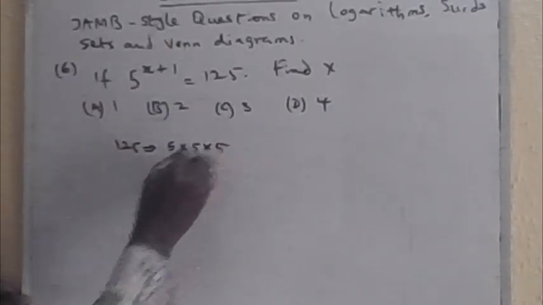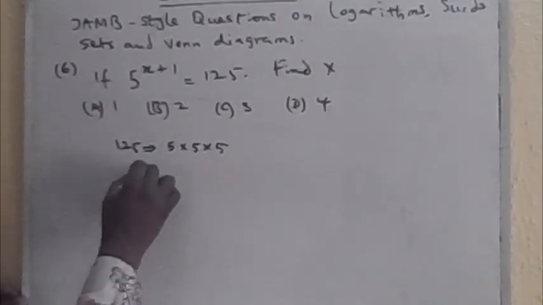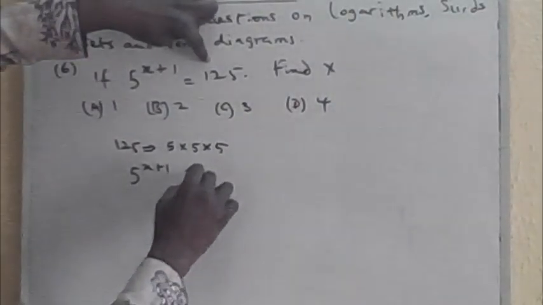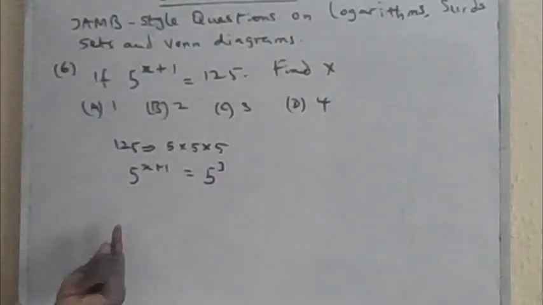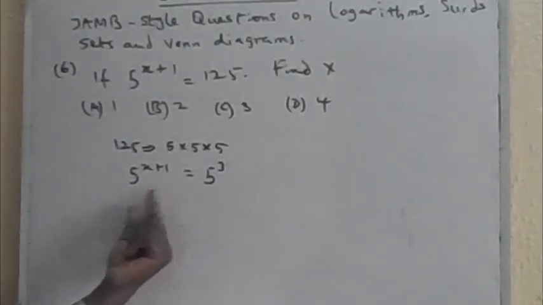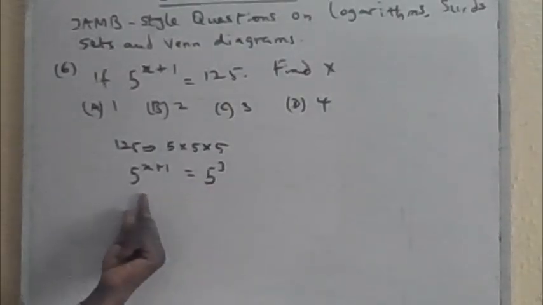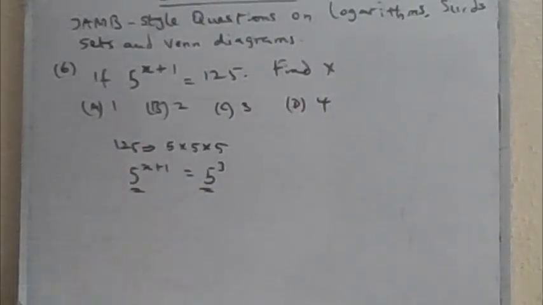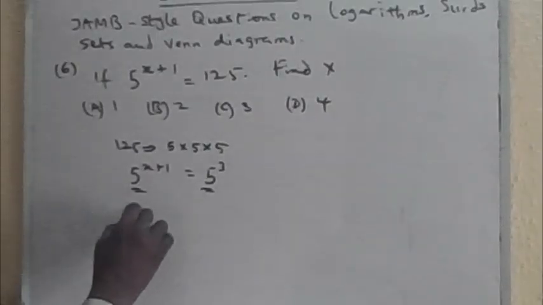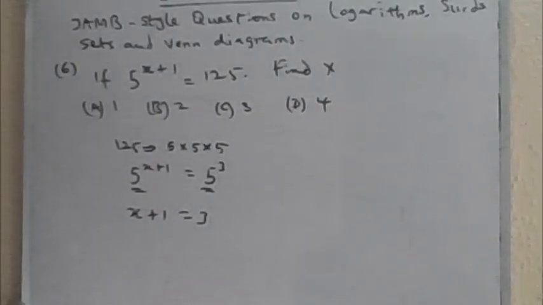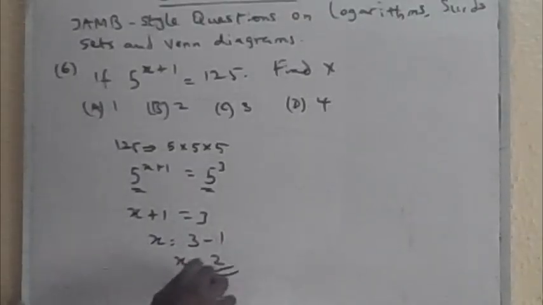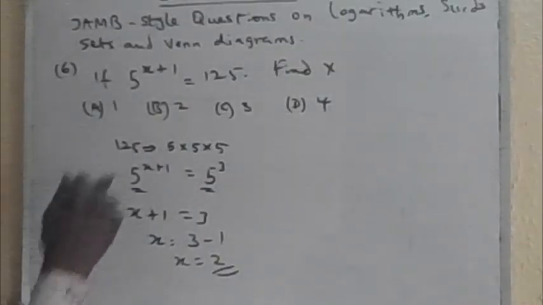So I have 5 to the power x plus 1, which is this, is equal to 125, now expressed as 5 to the power 3. So note that we have expressed both sides of the equation in terms of 5. If the bases are the same, we equate the powers. So let's go. x plus 1 is equal to 3. That is equating the powers. So when I've done that, x is equal to 3 minus 1, and x is equal to 2. So x is 2 in this expression. Answer is B.